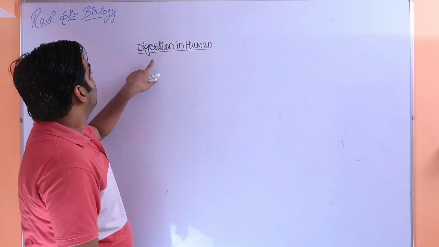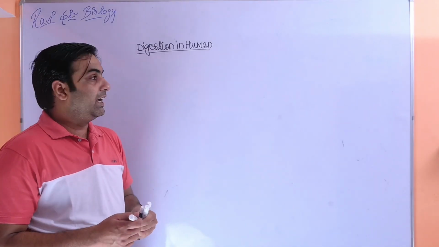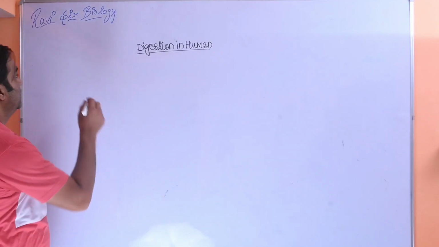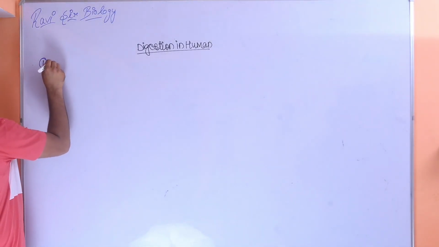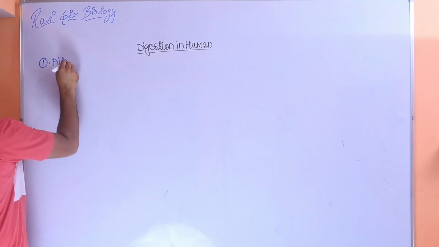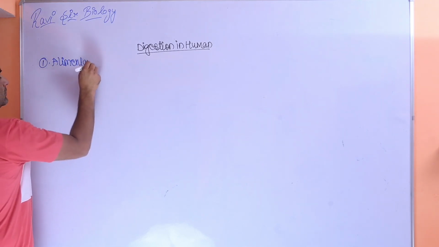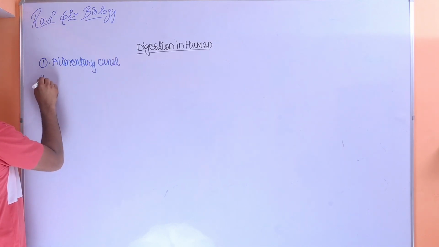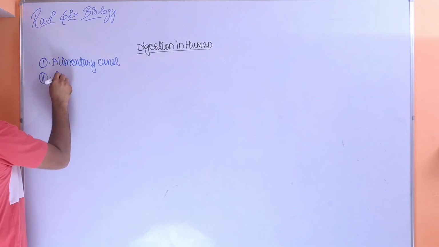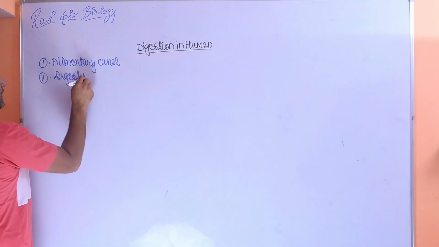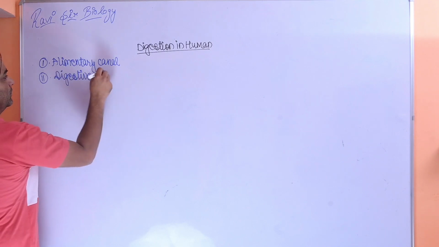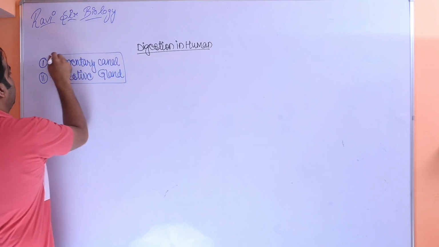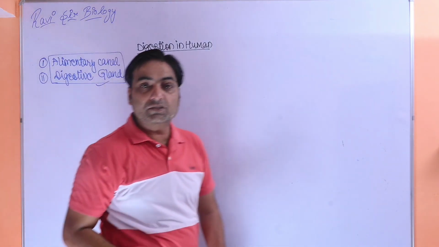So the topic today is digestion in humans, and I have already explained that digestion in humans will be divided into two parts. The first part is the alimentary canal, and the second part is the digestive gland. These two parts we have to study, and their functions as well.